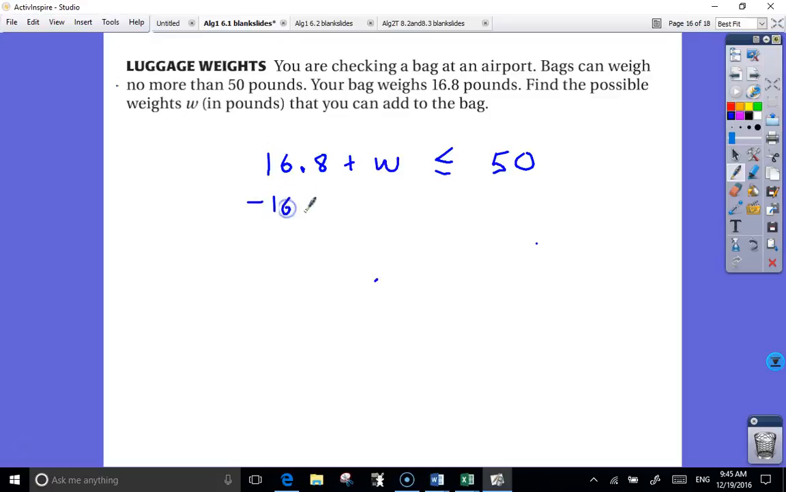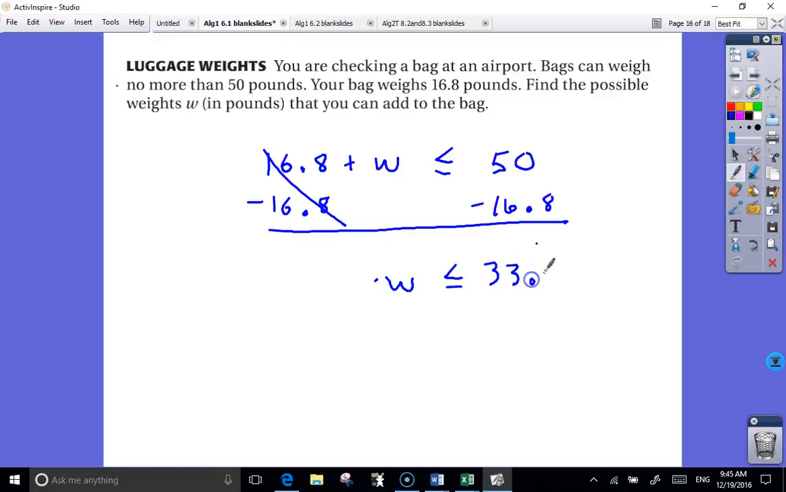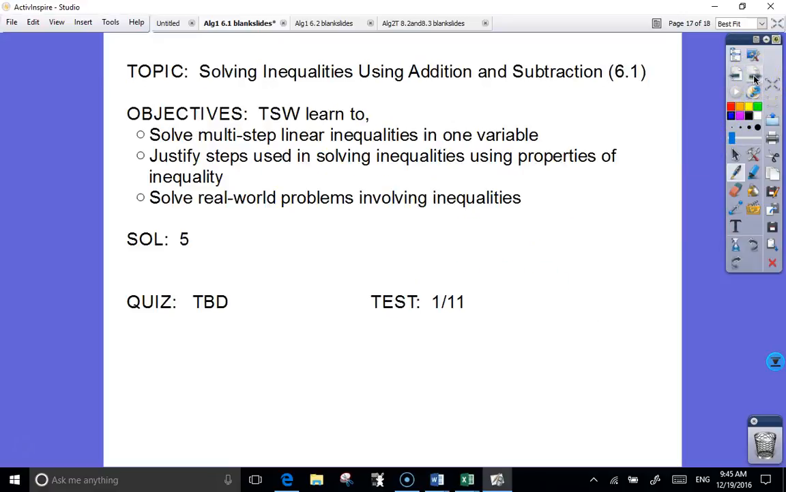Minus 16.8. Minus 16.8. So these cancel. W is less than or equal to, say it again, 33.2. Okay. So that was an easy lesson.